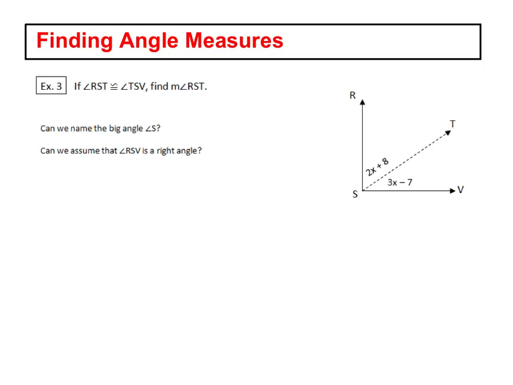So it says, if angle RST is congruent to angle TSV, find, now do you see how there's an M in front of angle RST? That M stands for measure. So they're saying find the measure of angle RST. So our answer is going to be a numeric value. All right.